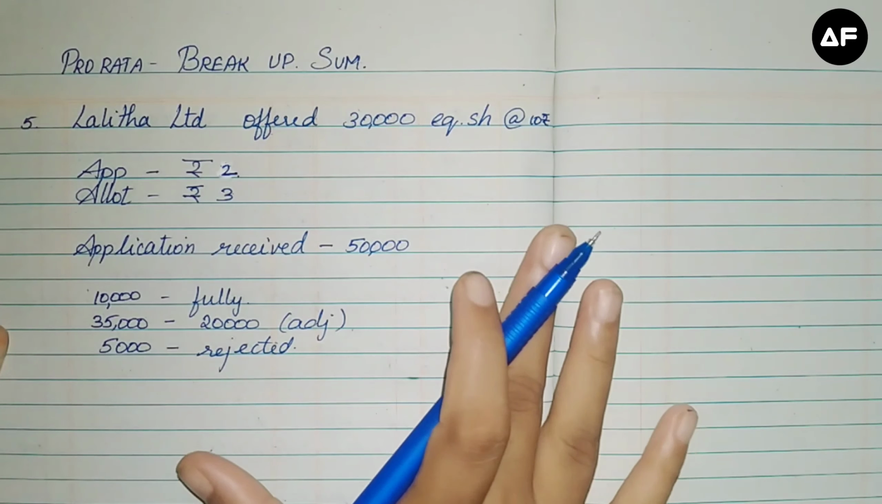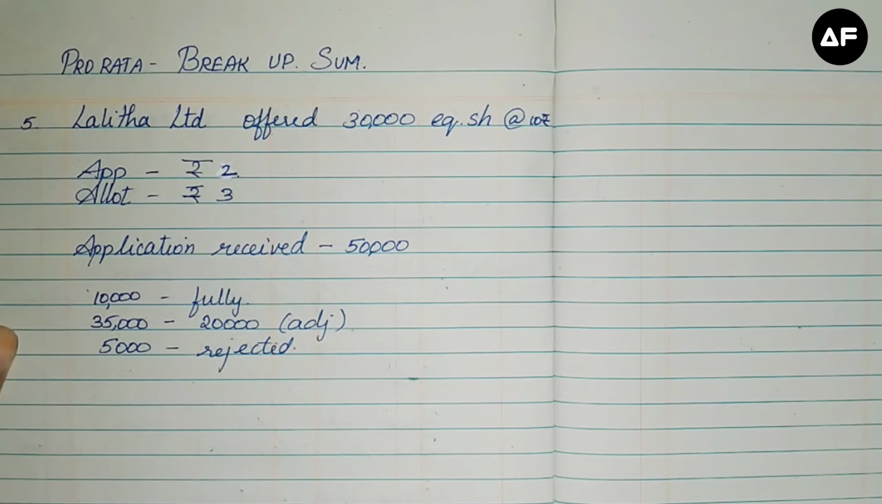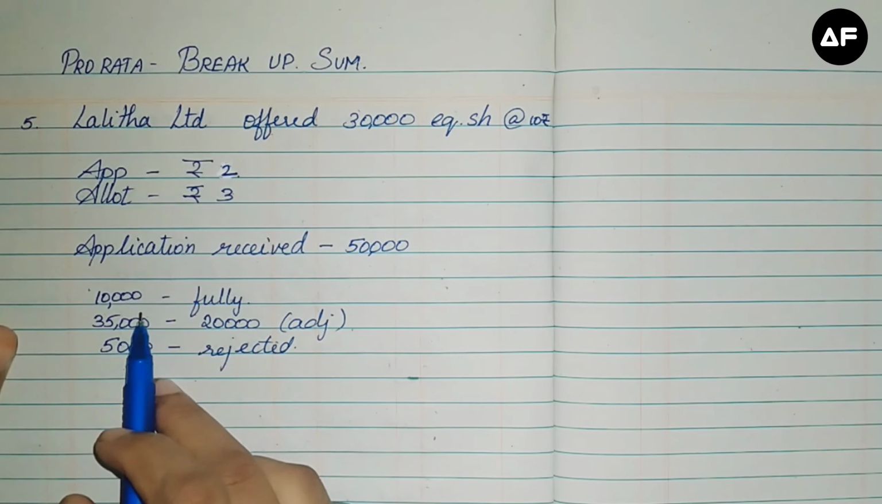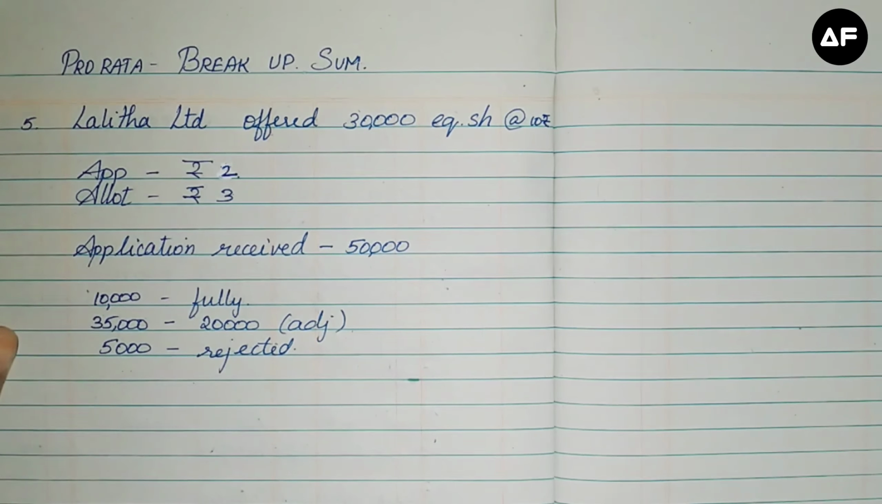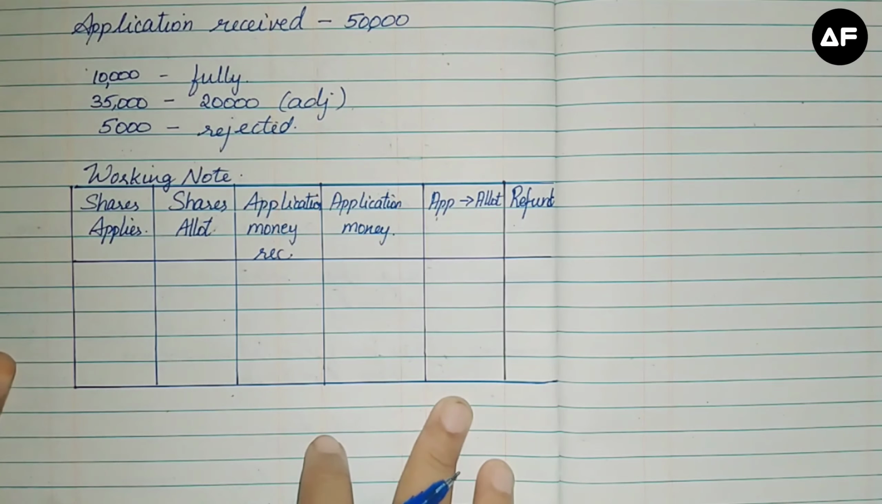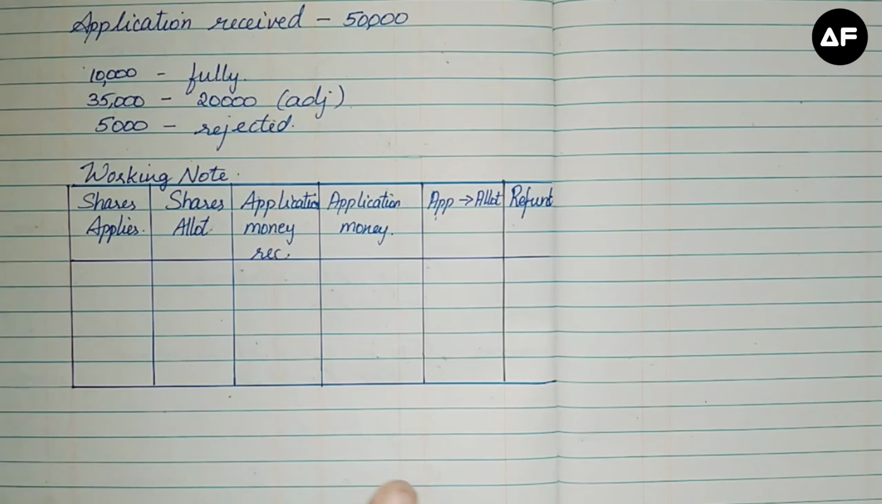In order to do this sum, you must frame a small table, a working note, and then we can go ahead with the sum, so that you can understand this breakup and the amounts required to post in the journal clearly. This is the working note tabular column which is going to help us in posting the journal entries and understanding the sum in an easier way.